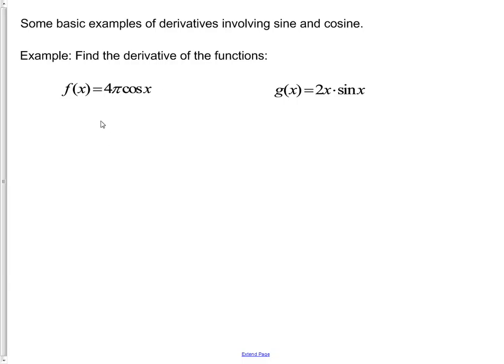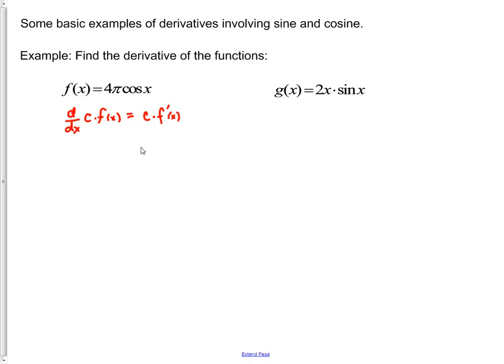Well, let's do a couple of quick derivative problems to show these properties in action. We're going to find the derivative of f of x equals 4 pi times cosine of x. Well, the rule we're going to use right here to do this is the constant multiple rule, which says this: if you take a derivative with respect to x of a constant times a function f of x, the rule tells us that it will be the constant times the derivative of the function f of x.